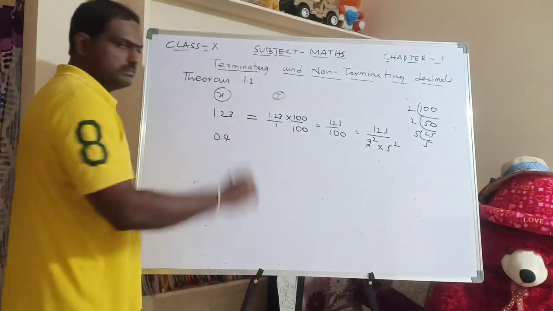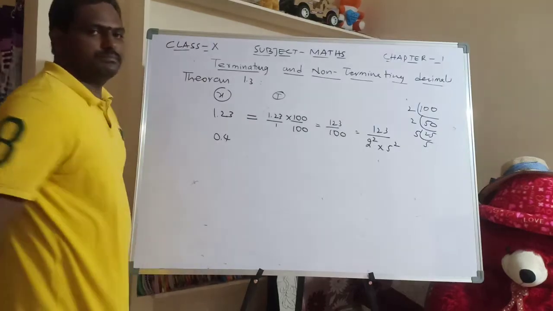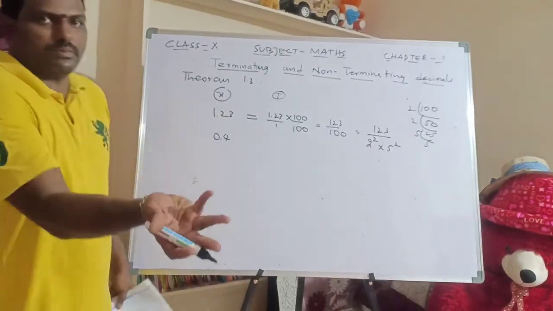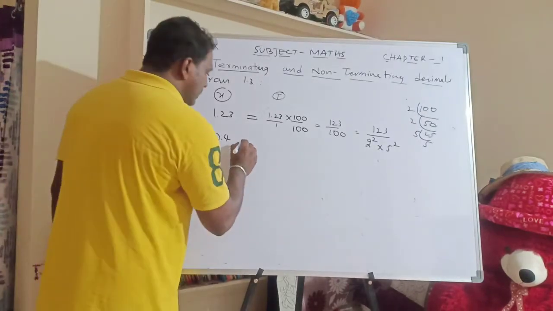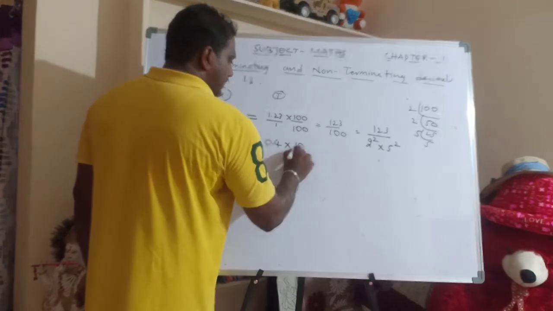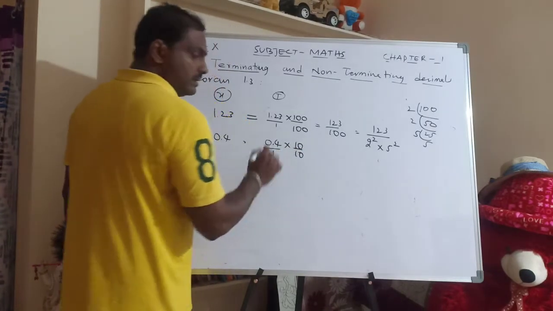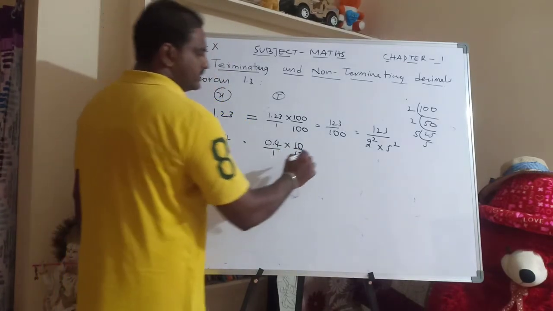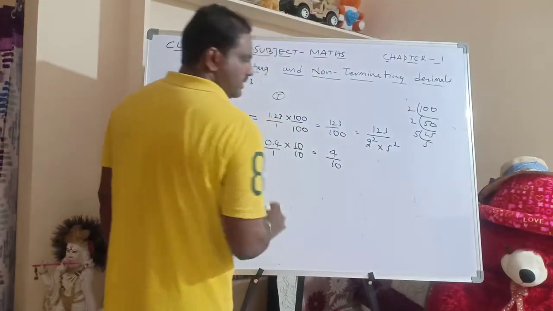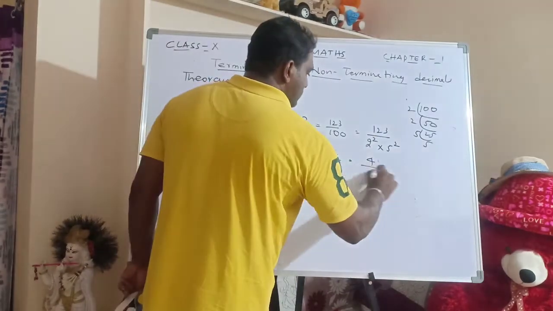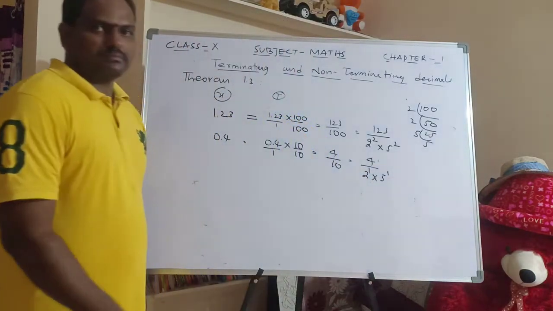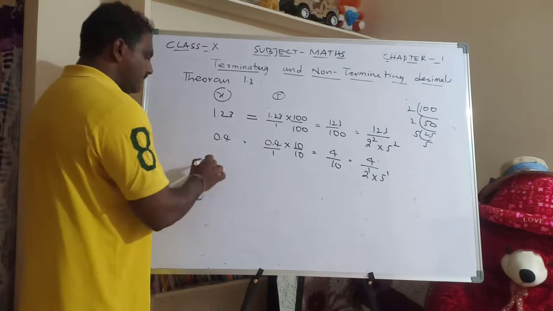Now I'll take one more example. 0.4. It's a rational number and it is terminating. That means 0.4 is a terminating decimal. So how to write 0.4? Multiply by 10 by 10. Why should I take 10? After the point there is only one digit. So what is the answer? 0.4 into 10 is 4 by 10. So 10 can be written as 2 power 1 into 5 power 1. Next, I'll take one more example.